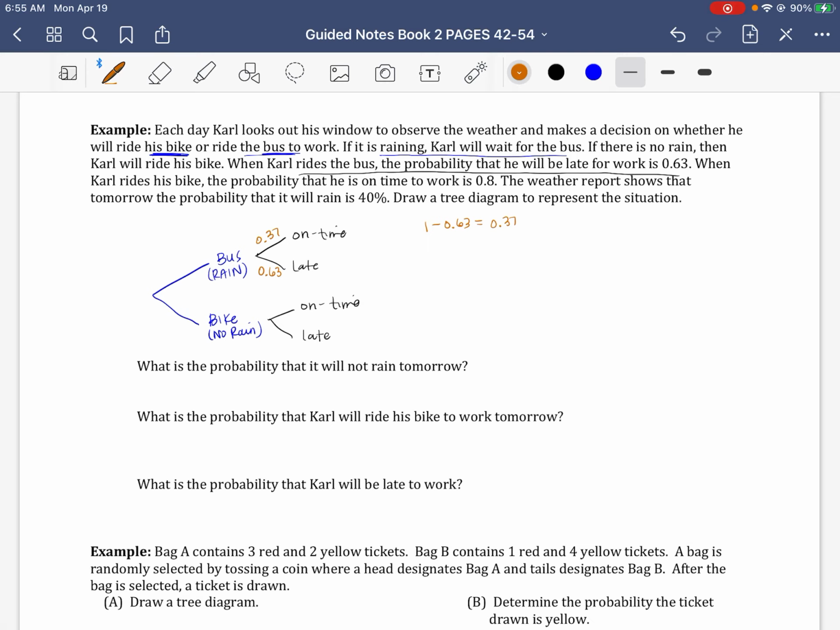It then tells us that when he rides his bike, the probability he's on time is 0.8. So this one tells us when we go down the bike lane and he rides his bike, he's on time 0.8, or 80% of the time, which makes him late 0.2, or 20% of the time.